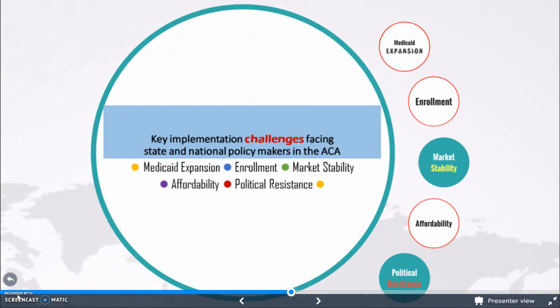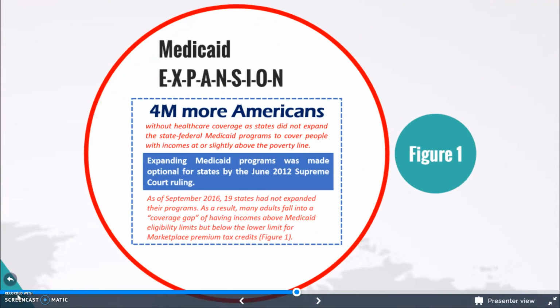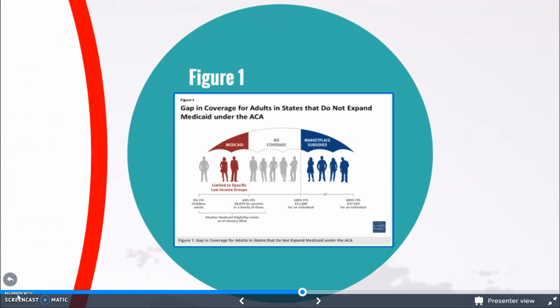So, what are the key challenges that the ACA faces? Well, they are Medicaid expansion, which left 4 million more Americans without health care coverage, as states did not expand the state-federal Medicaid programs to cover people with incomes at or slightly above the poverty line. And here is a figure demonstrating exactly what was said in the previous slide.